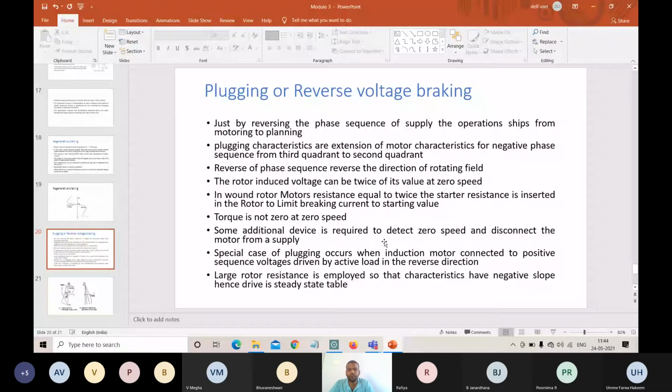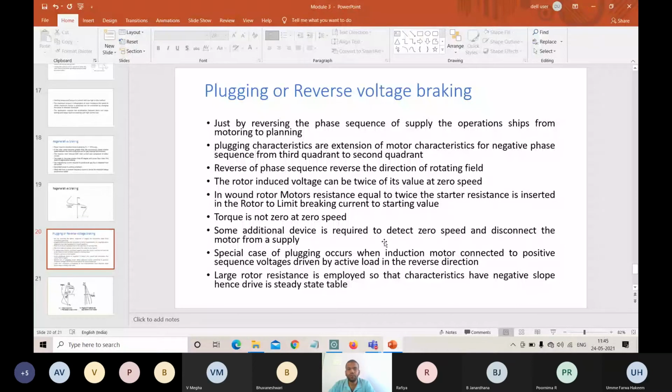And this rotor induced voltage can be twice its value at zero speed. What happens? Zero speed is nothing but standstill, that is, we are just energizing the motor, just giving the supply to the motor. So at that particular point, at zero speed, the rotor induced voltage will be twice the value of the voltage at zero speed.